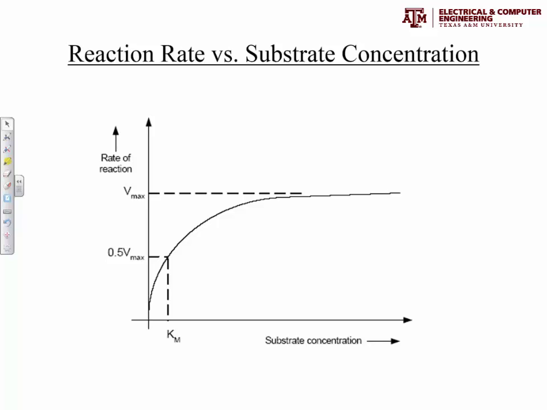These are important parameters for biologists, even people in medicine. Vmax and this Km for an enzyme, they are important. Why?